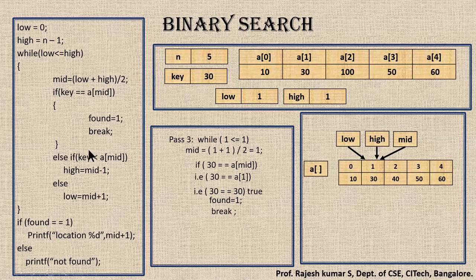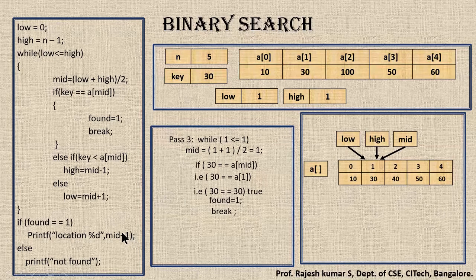Break means the use of this break statement is to come out of the loop. The loop is the open flower brace and the closed flower brace, the while loop. This break will come out of the loop and come to this particular position. Here, if found double equals to 1, it is checking whether the found value is changed or not. Yes, the found value has been updated to 1. 1 double equals to 1, yes, it is true. Then it will print the location mid plus 1.